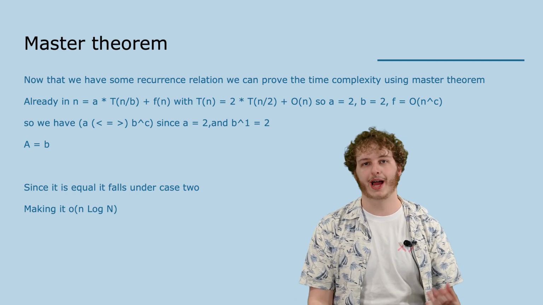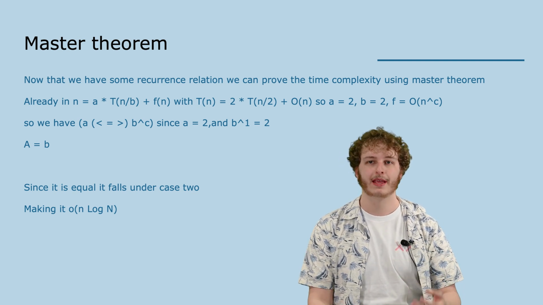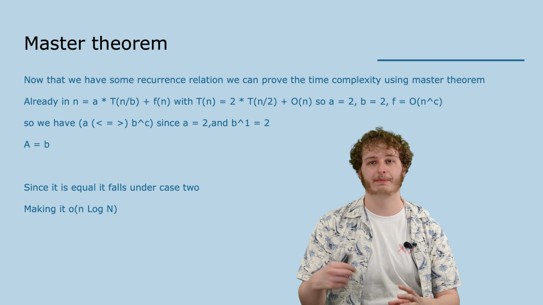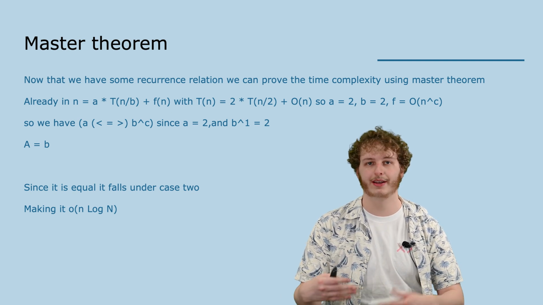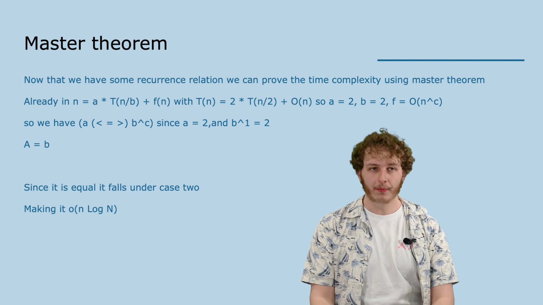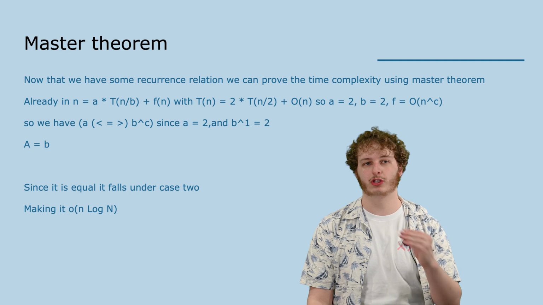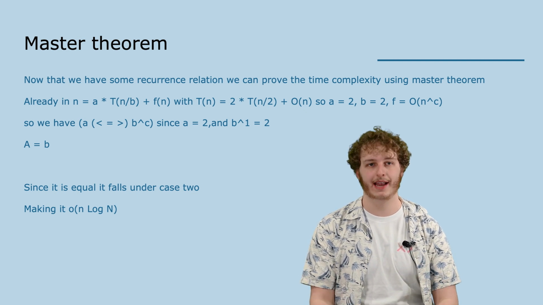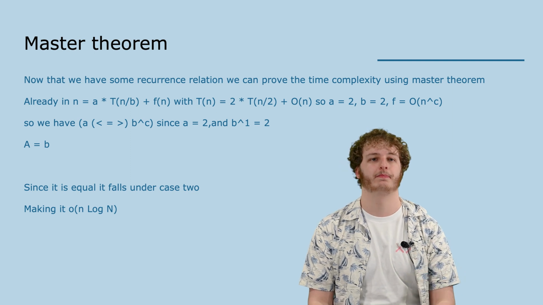And that can be broken down to a is 2, it's that first value, b is 2, it's the value the n's divided by, and f is O(n^c). In our case, c is 1 because O(n^1) is O(n). Now, it's a pretty simple step. You just have to compare a and figure out if it's greater than, equal to, or less than b to the power of c. And those are your 3 rules for the master theorem.